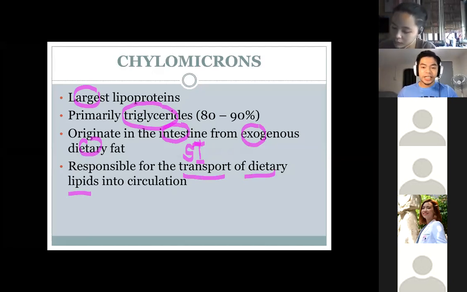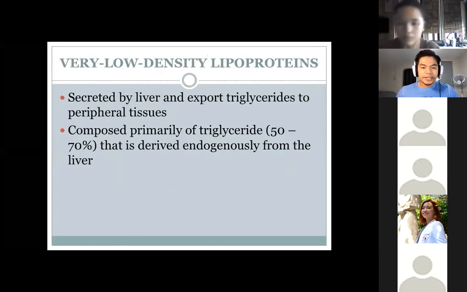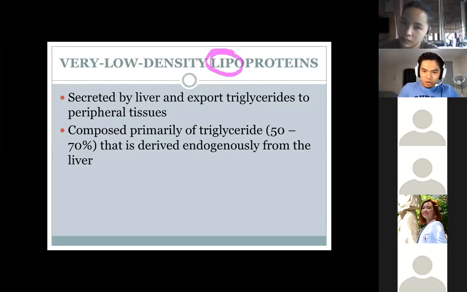Next, pwede na po sa very low. Okay, next, let's proceed to very low density lipoproteins. Take note guys, ang characteristics ng VLDL at chylomicrons ay almost similar. Bakit sila almost similar? Number one, just like chylomicrons, ang major lipid composition ng very low density lipoprotein ay triglycerides din. Yun yung unang major similarity.